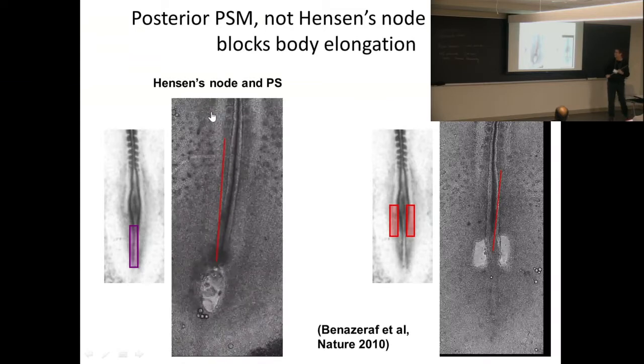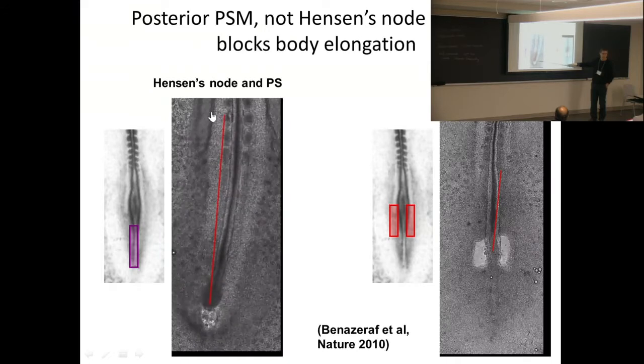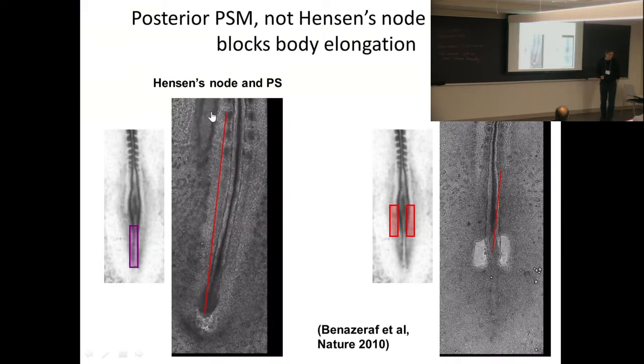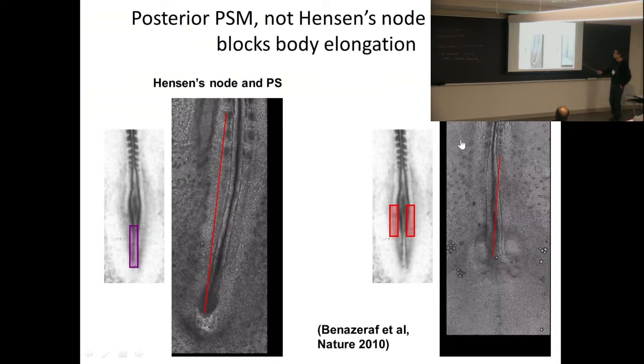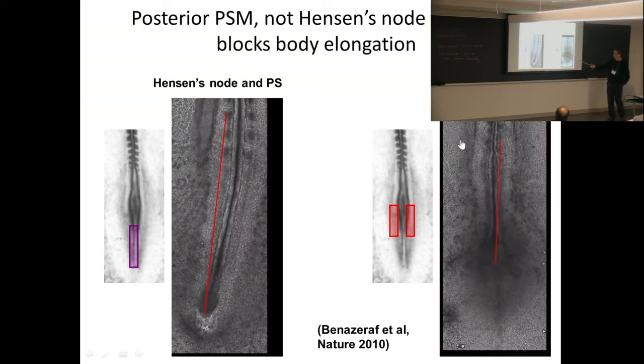And a bit to our surprise, what we saw is that it does not prevent the elongation of the axis. The hole essentially gets closed, but the elongation of the body axis continues. In contrast, when he removed bilaterally the posterior territory of the presomitic mesoderm, which is the tissue I was illustrating in the beginning, then what he found is that elongation is essentially stalled, which was pointing to an important role of the paraxial mesoderm in the control of these elongation movements. So we became interested in trying to figure out how.